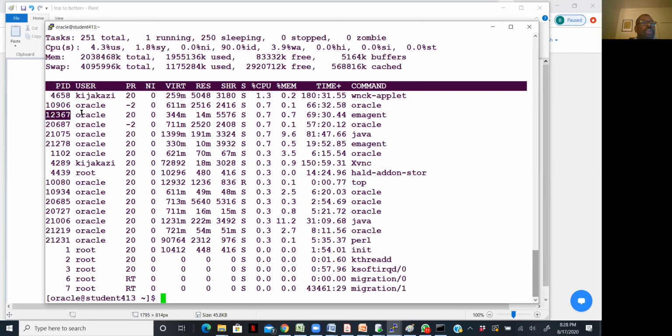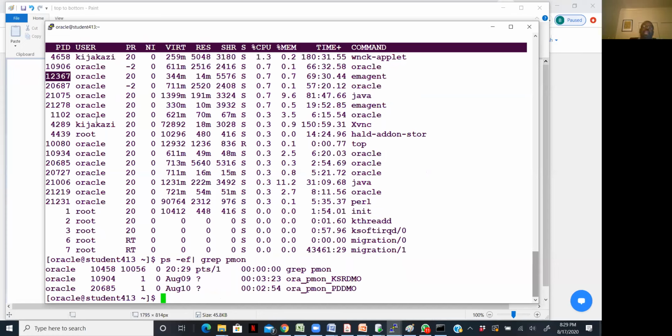Are we good? 1, 2, 3, 6, 7. I must copy that process ID and find out what database that process ID is pointing to. Are we following? Yes, sir. First of all, let me find out what databases are running here, what instances are running. You can get it from PMON, and you see clearly that they have two databases here. Which one has the issue?